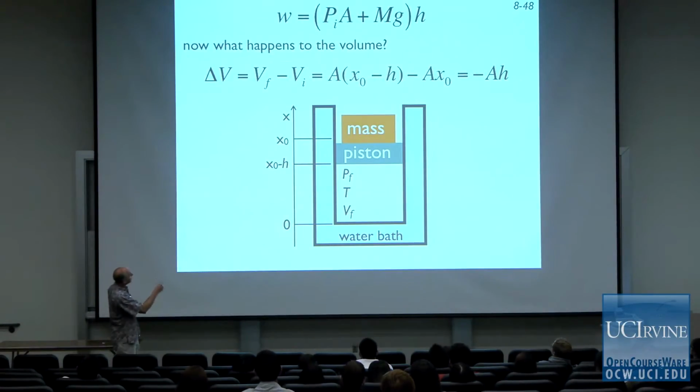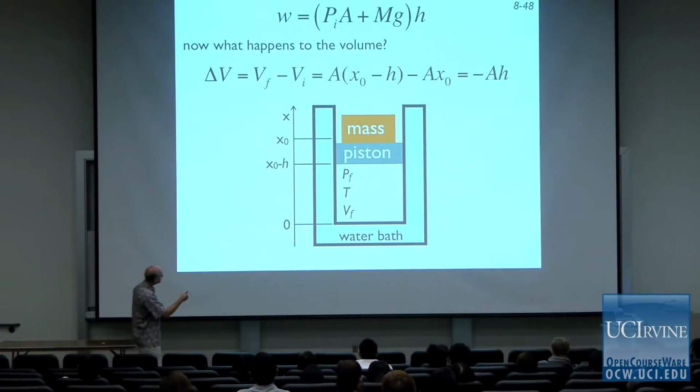Now, what happens to the volume? Well, the change in the volume is just the final volume minus the initial volume. Here we are at the final volume. I can figure out what this volume is because it's this displacement multiplied by the area, right? Area of the piston times the displacement that it's moving through, and so that's the final volume right there, A times x0 minus h, and that is the initial volume, and so the difference between them is minus A times h, that's the change in volume.